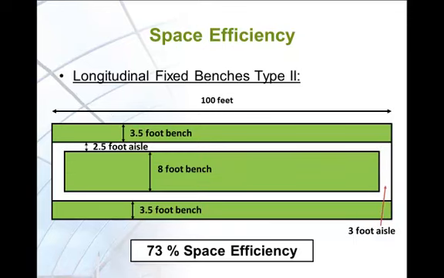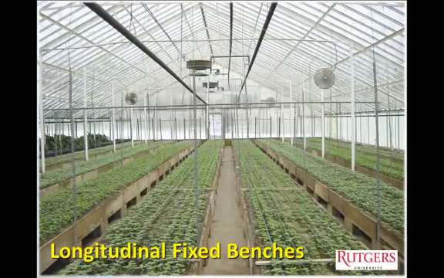Another longitudinal fixed bench setup has two 3.5 by 100-foot benches sitting against the long walls, and one 8 by 94-foot bench sitting in the middle of the greenhouse with two 3-foot aisles at each end. The 3 benches have 2.5-foot aisles between each other. This setup uses 73% of the greenhouse space. Here is a picture of a longitudinal fixed bench system.